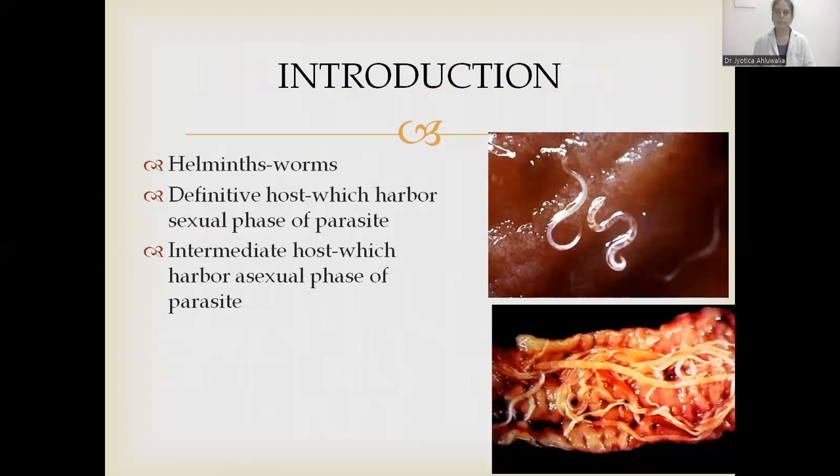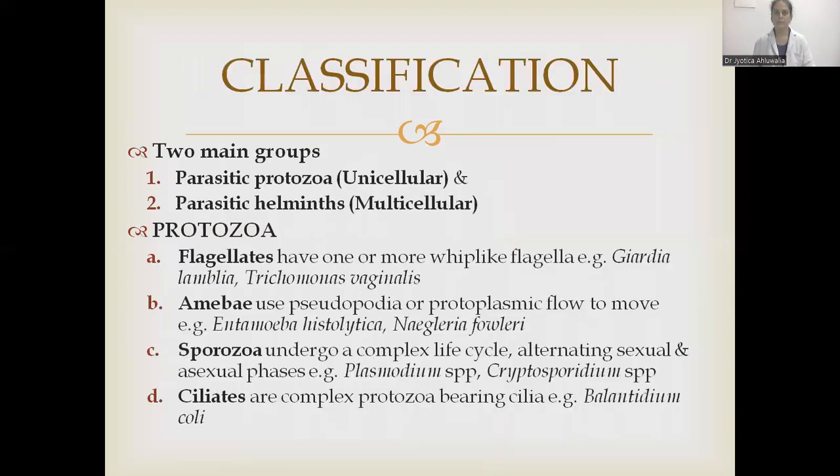The helminths are the worms. They have the definitive host, the man, because human harbors the sexual phase of the parasite, and intermediate host, it harbors the asexual phase of the parasite. The two main groups are parasitic protozoa, unicellular, or parasitic helminths, which are multicellular. In protozoa, we have flagellates, amoebae, sporozoa, or ciliates. The flagellates, they have one or more whip-like flagella, the Giardia lamblia or Trichomonas vaginalis.